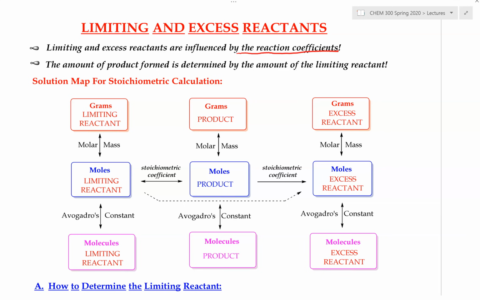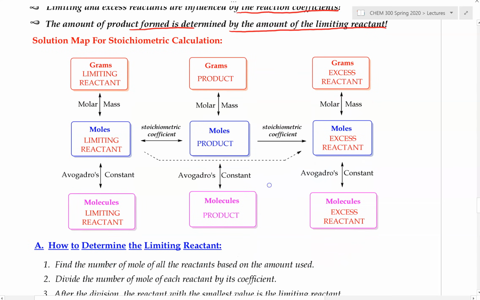And second, the amount of product that is produced in a reaction is determined by the amount of the limiting reactant that we have. Okay, so we have to figure out what is the limiting reactant first, and from the amount of the limiting reactant, that is when we can figure out how much product can be formed from it. And here is the solution map for how to do a chemical calculation or stoichiometric calculation.